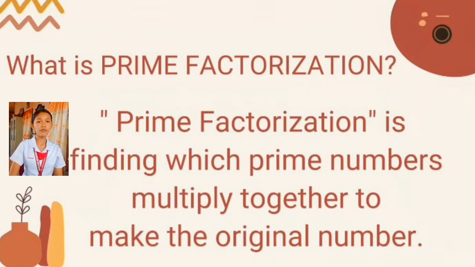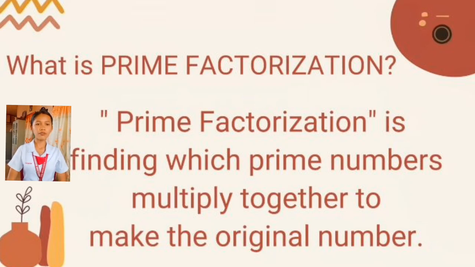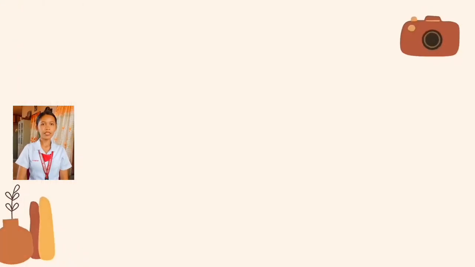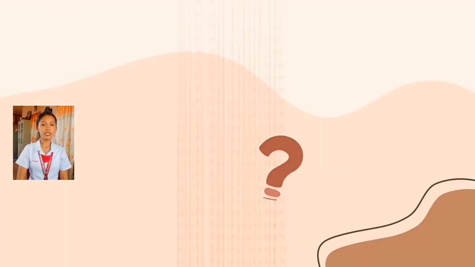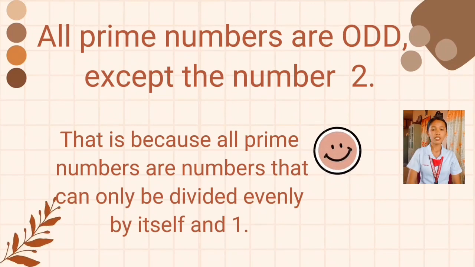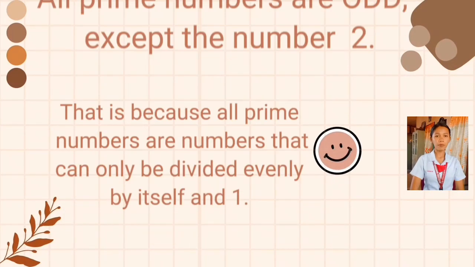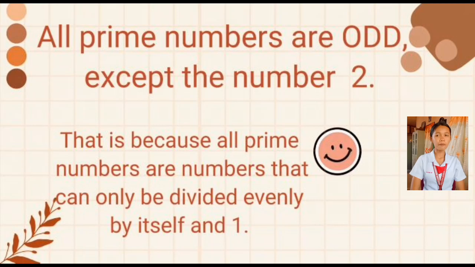So let us define what is prime factorization. Prime factorization is finding which prime numbers can be multiplied together to make the original number. The question is, are all prime numbers odd numbers? The answer is that all prime numbers are odd numbers except the number 2. It is because prime numbers can only be divided evenly by itself and 1.